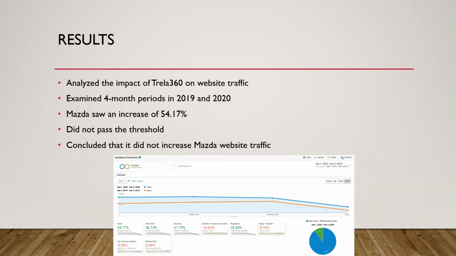And so next we looked at how those increased reviews through Trello 360 may have increased website traffic. And so I examined the 4-month period in 2019 and 2020. The 2020 months are September to December, and the same for 2019. And I also saw an increase of 54.17%. That was lower than the average threshold. So there was nothing really significant there that couldn't have been attributed to COVID-19. So I don't conclude that it increased the website traffic. There's no way to say it didn't, but it doesn't look like there was much of a correlation there.